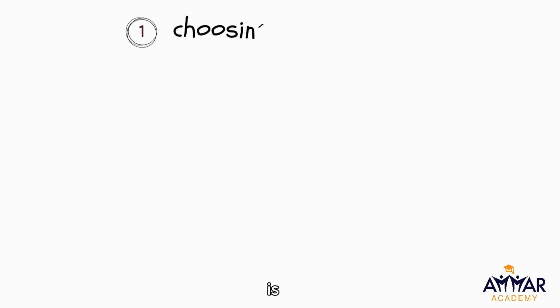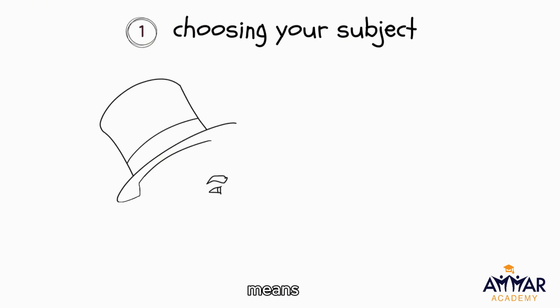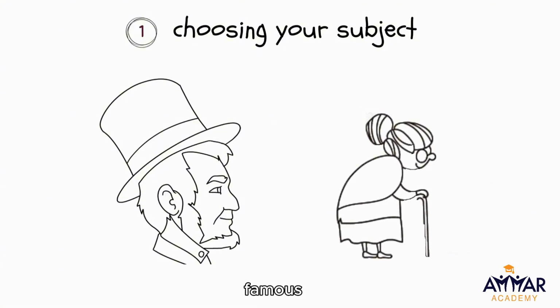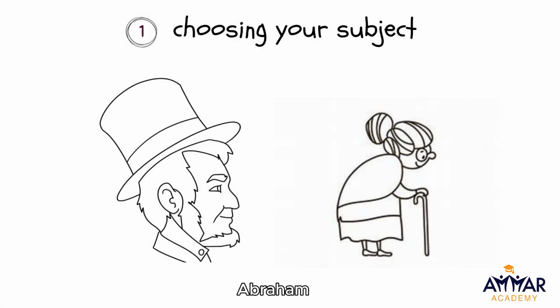Step number 1 is choosing your subject. This means picking the person you're going to write about. You can choose someone famous, like a historical figure, or someone personal, like a family member. For example, if I choose Abraham Lincoln, I'm picking someone famous. But if I choose my grandmother, I'm choosing someone personal who has an inspiring story.